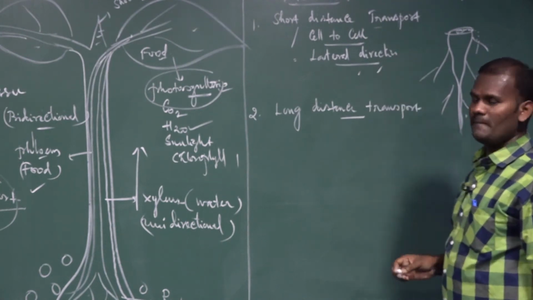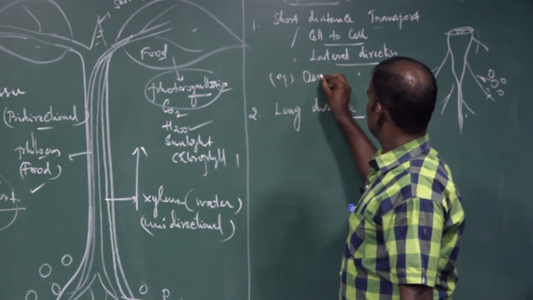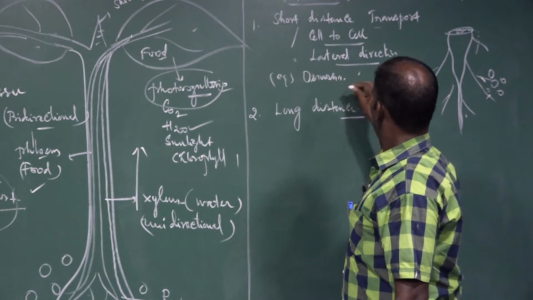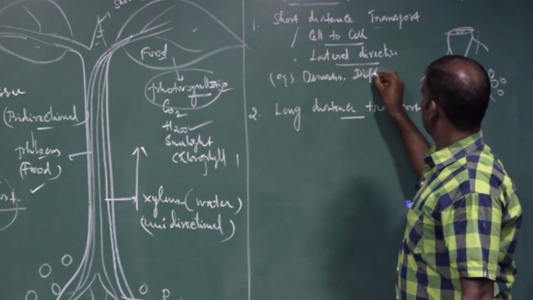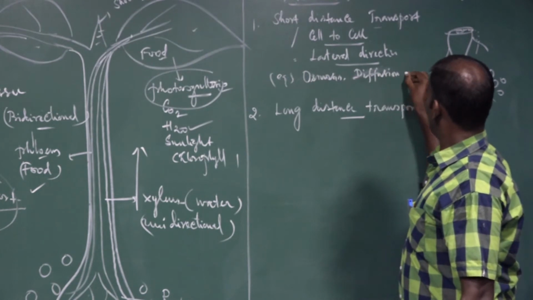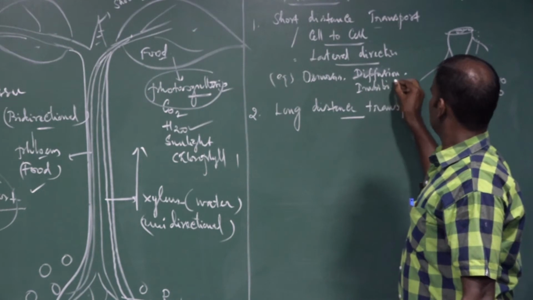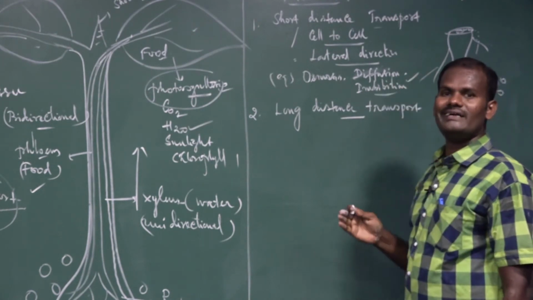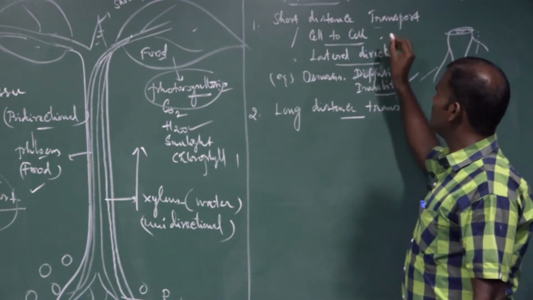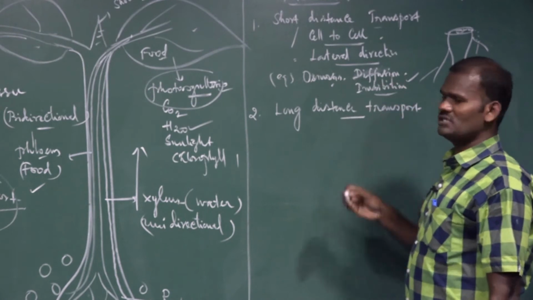Lateral directions only. For example, osmosis, then diffusion, then imbibition. These are the examples of short distance transport, also called cell to cell transport. And I will explain later what osmosis, diffusion and imbibition are.